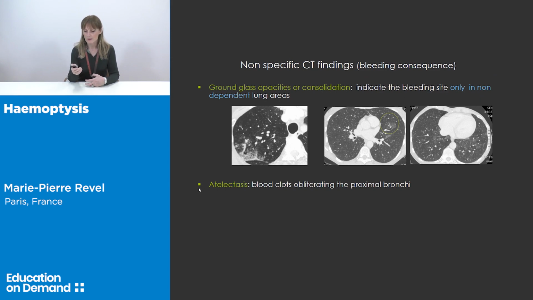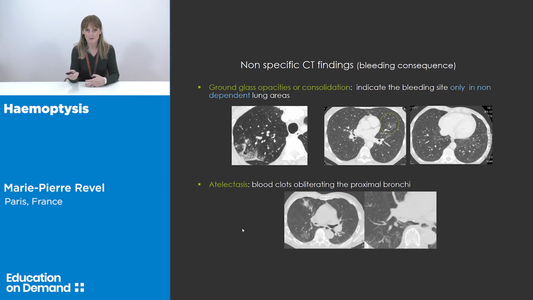Atelectasis is another CT feature in patients with severe hemoptysis, and it's due to some blood clots obliterating the proximal bronchi.